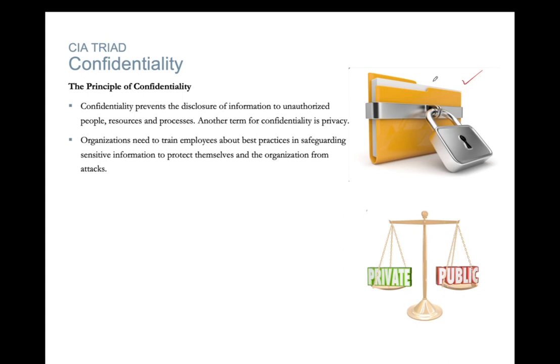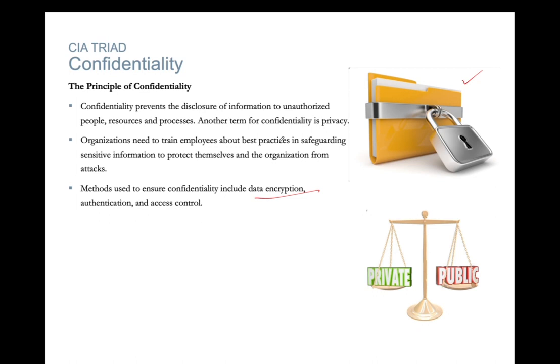Methods used to ensure confidentiality include data encryption, authentication, and access control. These three are the major ones: data encryption, authentication, and access control. So this is the basic principle of confidentiality.